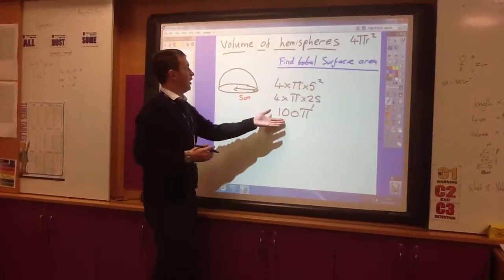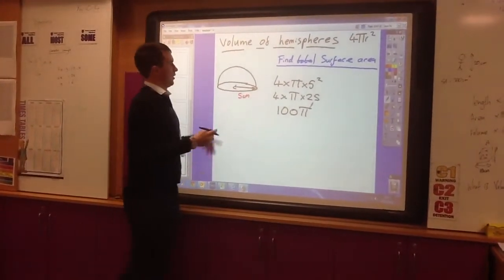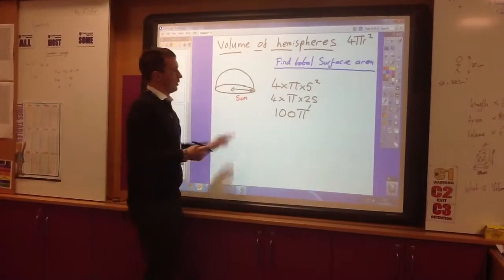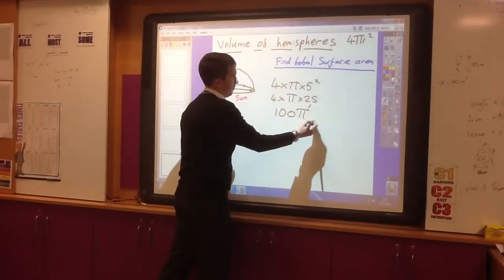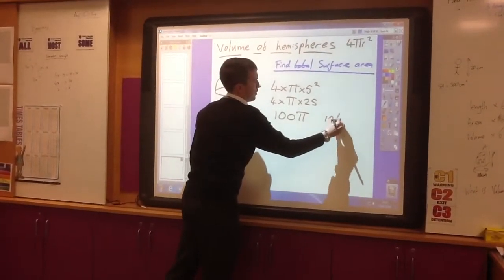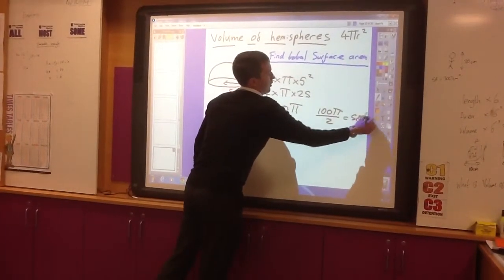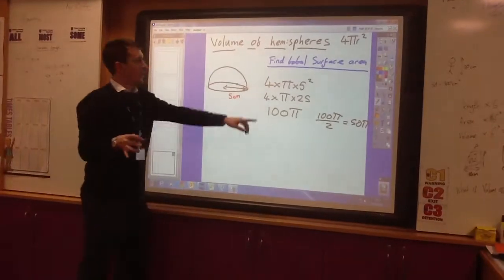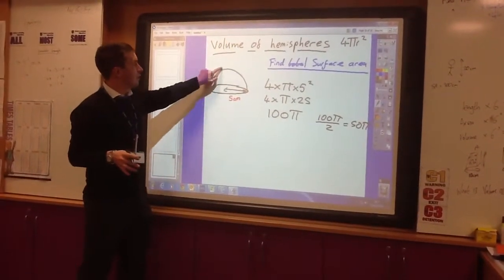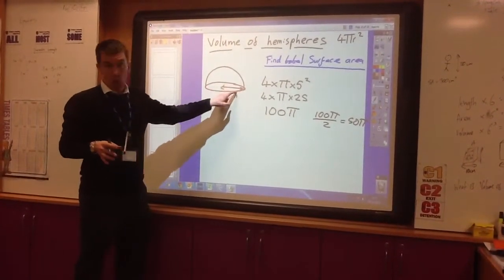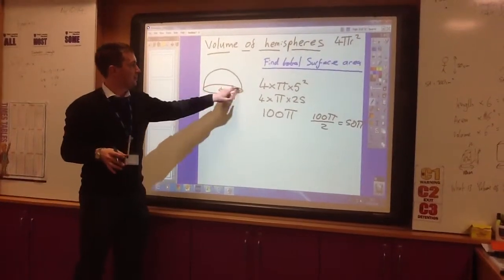So in this case, we need half of the sphere, which is going to give us the dome. So that's going to be, well, half of that, so 100 pi over 2 is 50 pi. A lot of people will leave the answer there, but that is just that bit there, the outer sphere. We've actually got the circle underneath. A lot of people forget this bit.